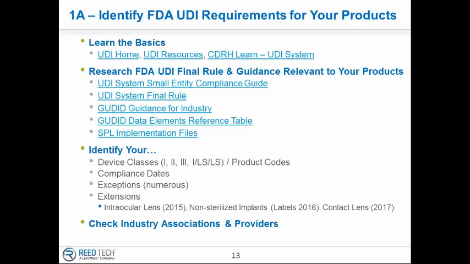And there's, as you can imagine, quite a bit of guidance to go through with the final rule, guidance for industry, and getting more specific into the data elements that are required to be submitted. So as you have at least a high-level understanding of what's going to be required, you need to start identifying what you have. What are your device classes, product codes? Be sure you're aware of what your compliance date is.